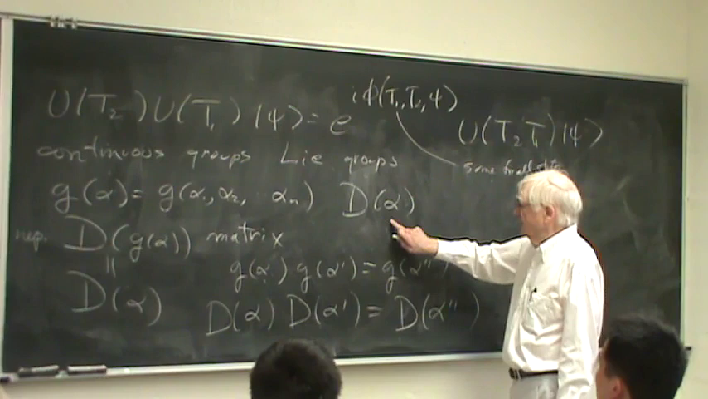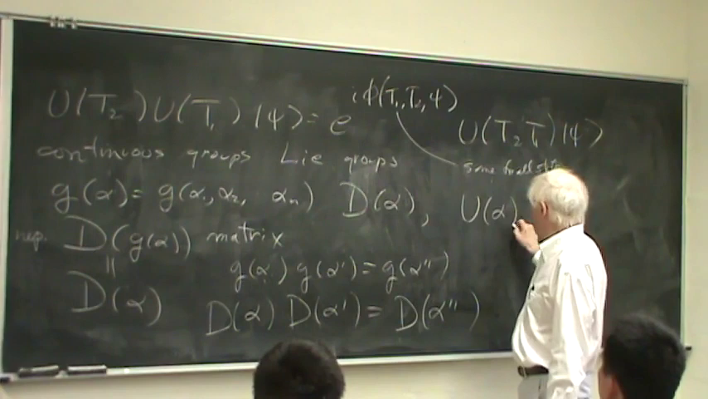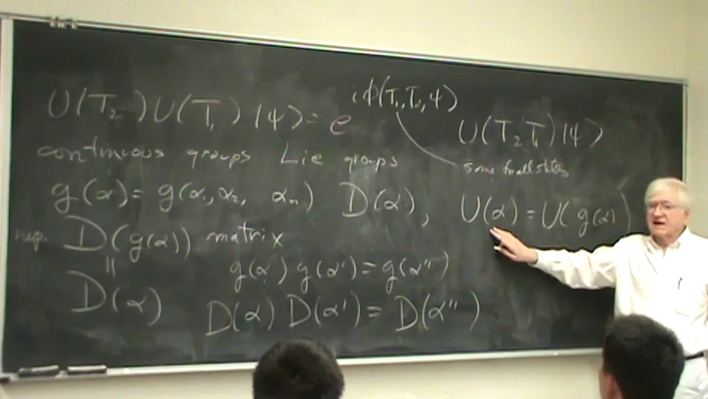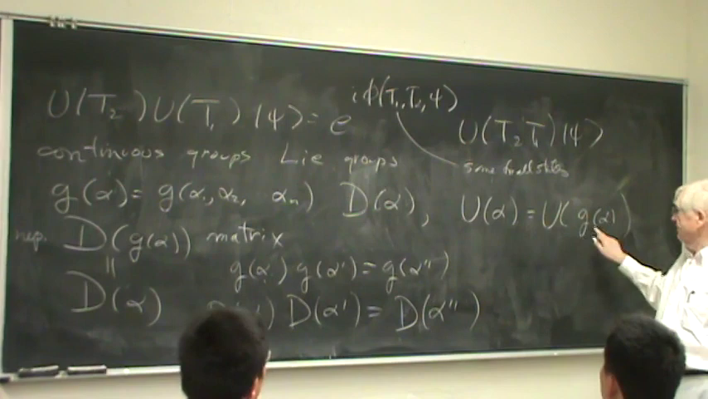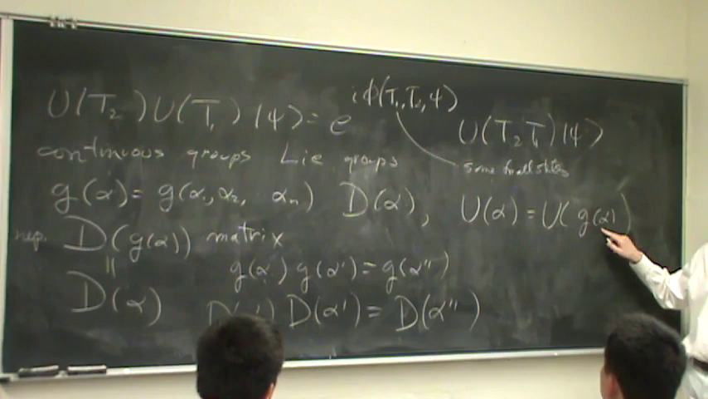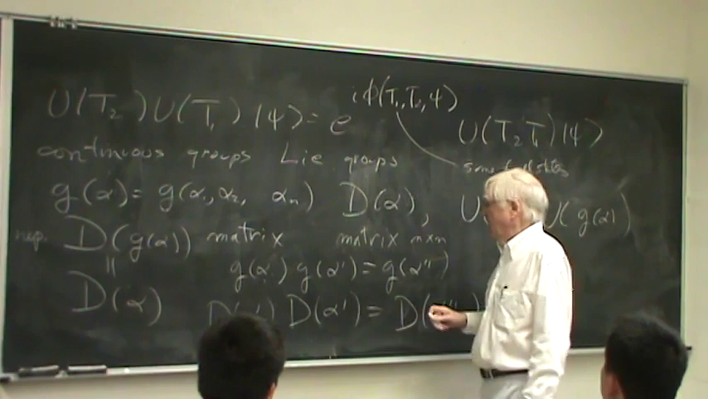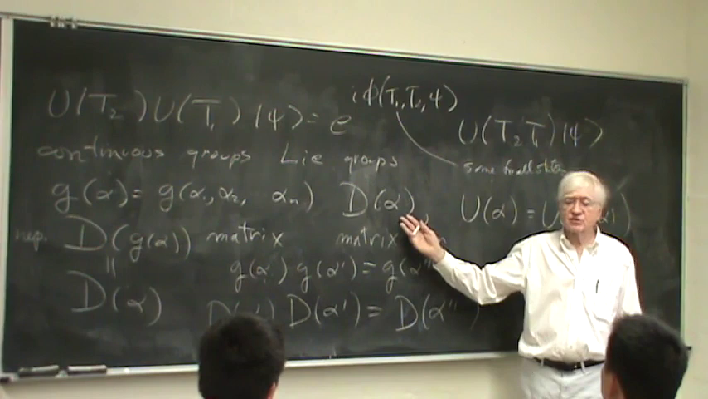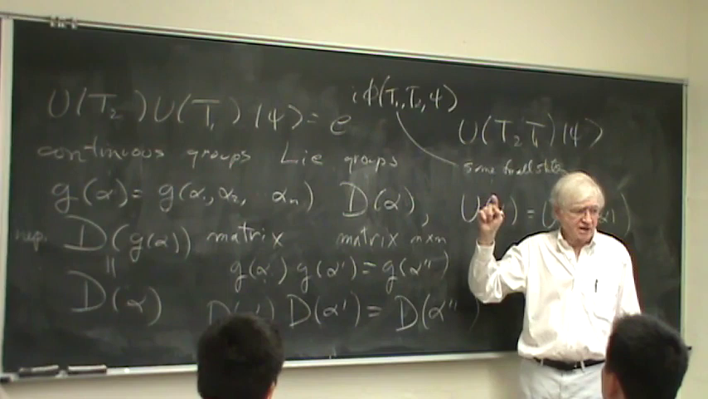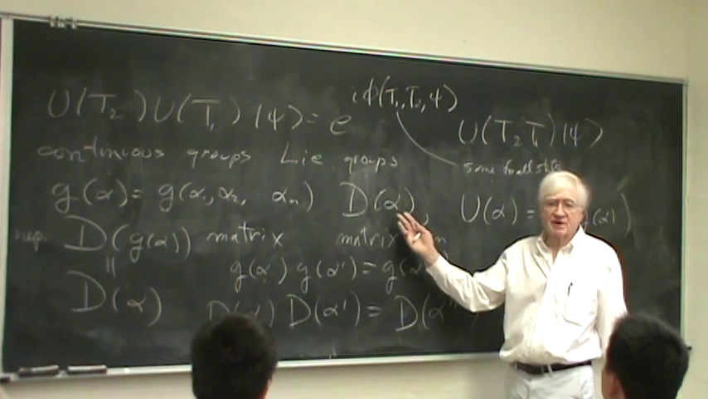Another thing that I should mention is what one could call U of alpha or U of G of alpha. Again, if we're not dealing with time reversal, this would be the linear unitary operator that represents the symmetry transformation associated with the group element G of alpha. So D is a matrix, say n by n. In some cases it's just 1 by 1, if we're talking about the group in electrodynamics, which is just a phase group, e to the i theta. It's 2 by 2 if you're talking about SU(2) and things involving spin in non-relativistic quantum mechanics.